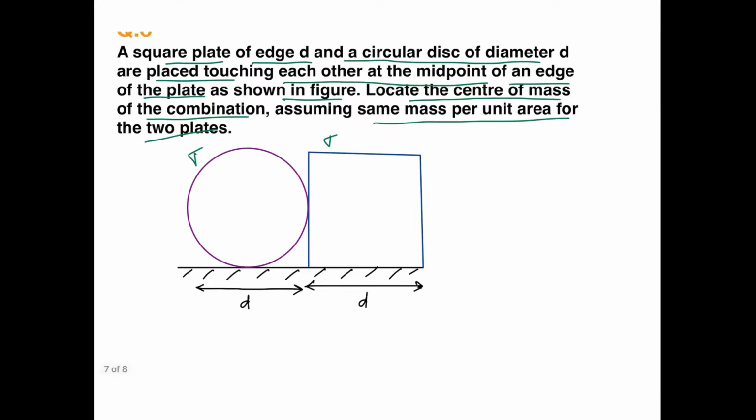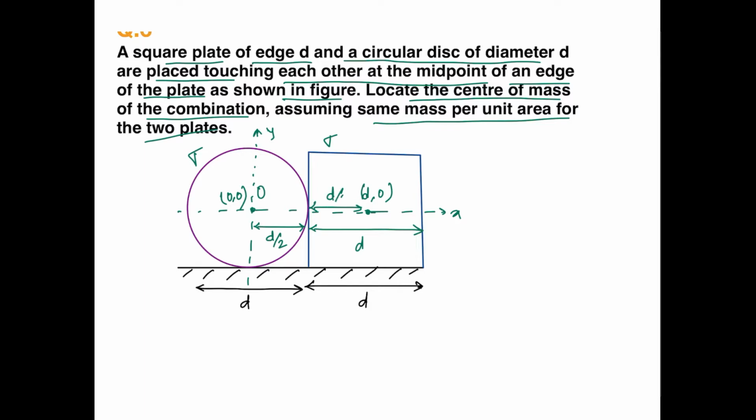Now to find the center of mass, we will choose some point as the origin, and let the center of the disc be the origin. So this will be the x-axis and this will be the y-axis. The radius of the disc is D by 2, and the edge of the square plate is D. The center of the square plate will be at D comma 0, because this distance is D by 2 and this distance is also D by 2.